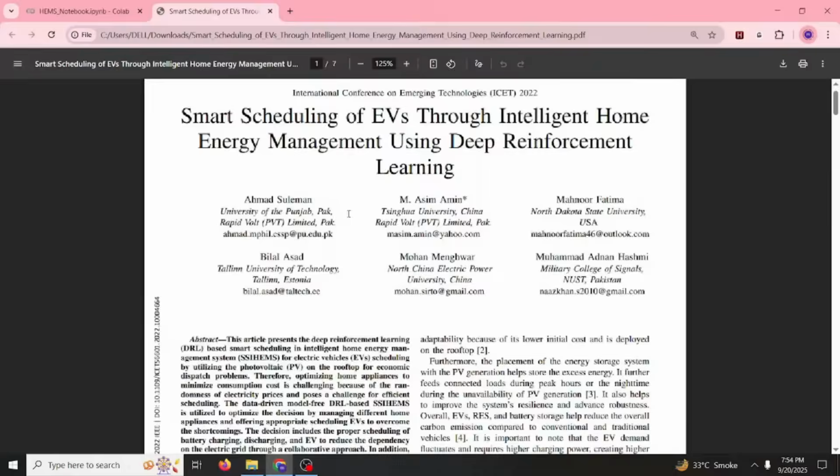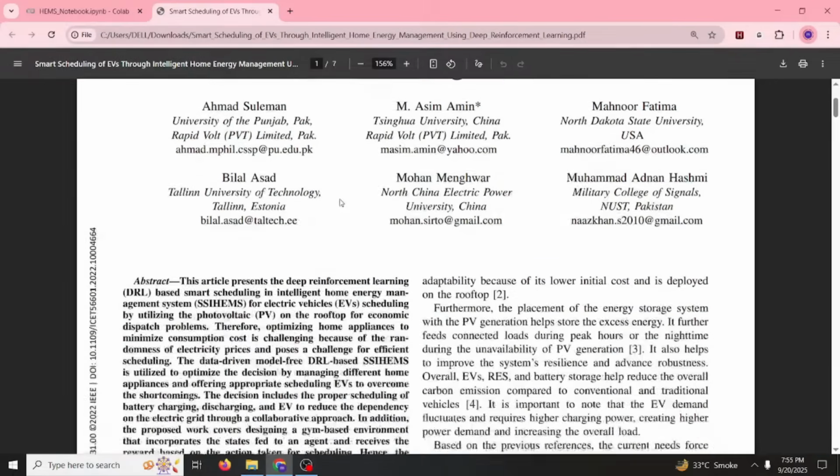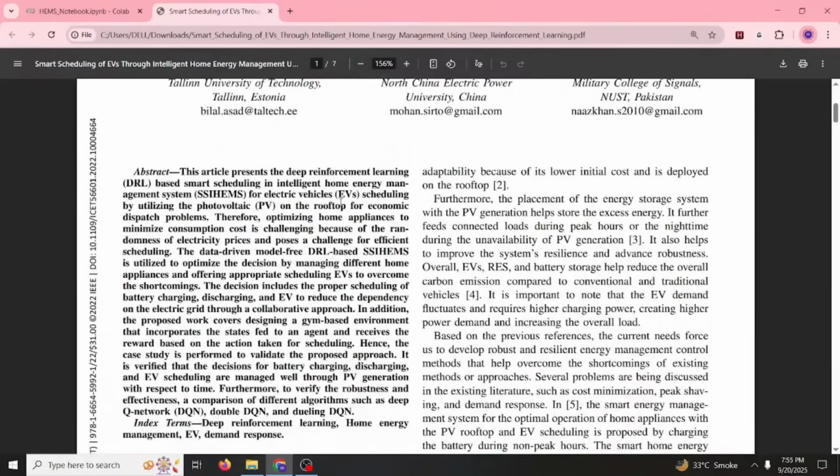Here I am explaining the paper on smart scheduling of heat through reinforcement learning. Okay, so let's start here. This paper is about scheduling of electric vehicles, and it is mainly using deep reinforcement learning, a technique in artificial intelligence, for scheduling and controlling the home appliances and scheduling of electric vehicle charging at home.